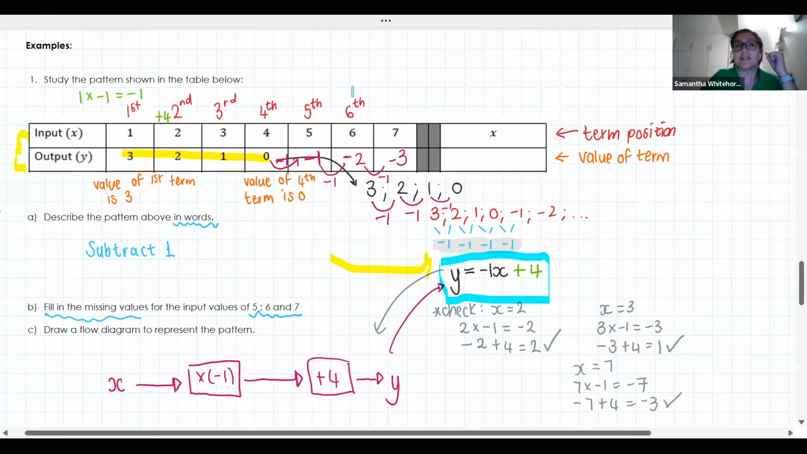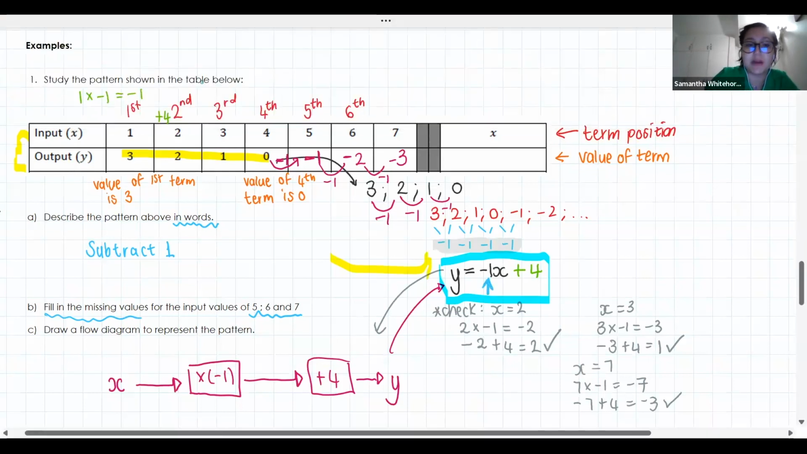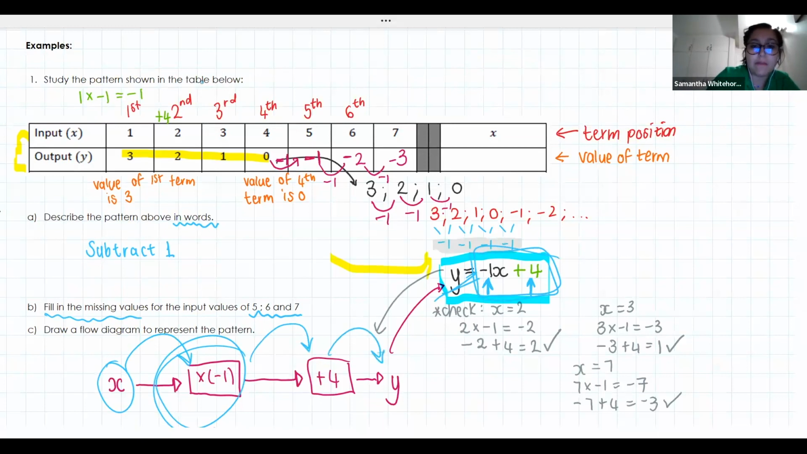All I'm doing is I'm now taking my rule and I'm putting that into a flow diagram. So the first thing that I did to x was I times it by -1. So I take my input and I times it by -1. The next thing I did was I added 4. So I take whatever that answer is and I add 4. And when I do all of that, that gives me my y, my output. So all I'm doing is I'm taking the rule that I got and I'm translating it into the flow diagram.